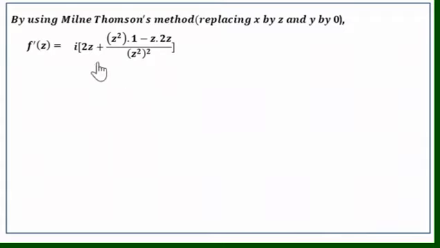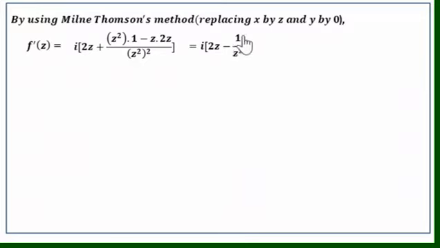Then simplify this. i into 2z plus, here the numerator is minus z square by z square power 2, that is minus 1 by z square. So f dash of z is i into 2z minus 1 by z square. Then to get f of z, we integrate both sides with respect to z. So f of z equals i into 2z square by 2, that is i into z square.